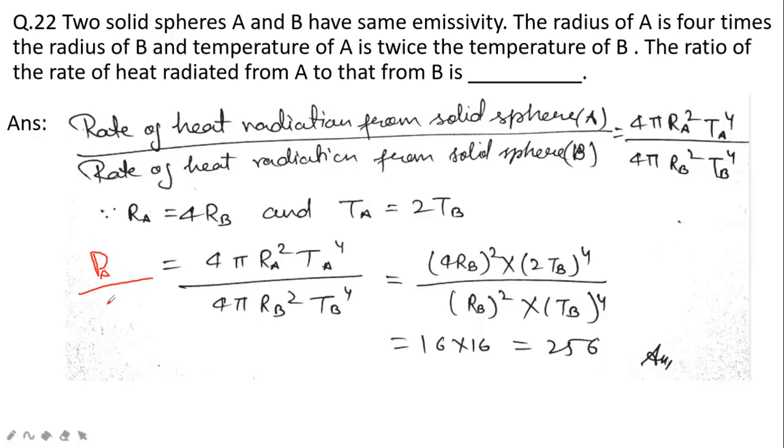PA over PB. So P is used to be area into temperature power 4, AT^4. So area is for sphere 4 pi r square. So for A, 4 pi RA square TA^4, and for B, 4 pi RB square TB^4. We have given RA equals to 4 RB and TA equals to 2 TB. Just put the values, you will get the answer, which is 16 into 16, 256. So the ratio is 256. This is the 2-mark question of GATE.